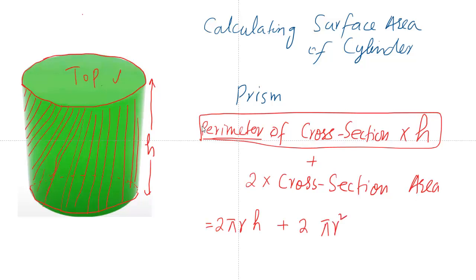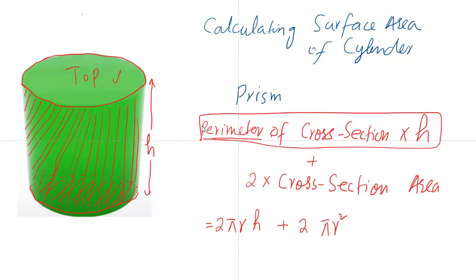And if the bottom is closed as well, we will add this area as well, which is also a circle. So both are circles, so we will add 2 pi r square. So the total surface area of the cylinder is 2 pi r h plus 2 pi r square.